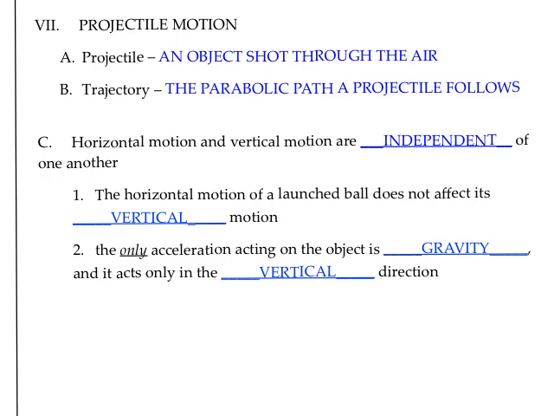A projectile is an object that's shot through the air. So we're going to have various objects that we look at, and then also we're going to follow them along a trajectory, which would be the parabolic path a projectile follows. And you'll see, looking ahead a little bit, that we're going to have 2 ways of looking at a trajectory.